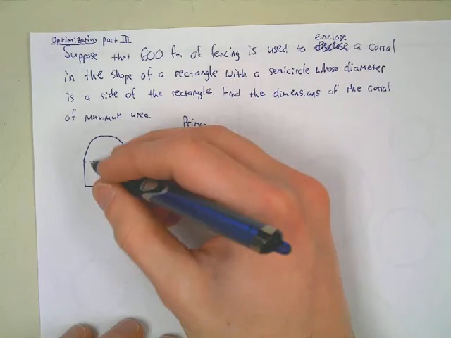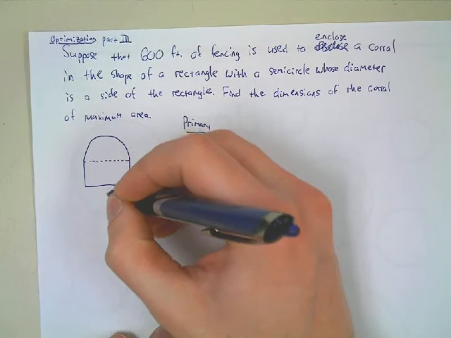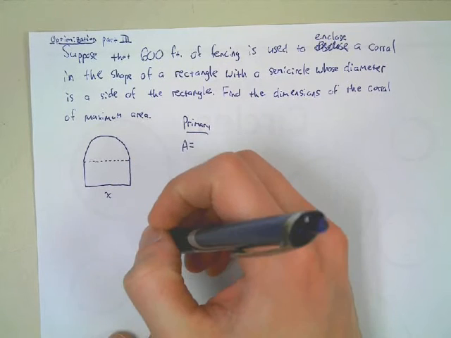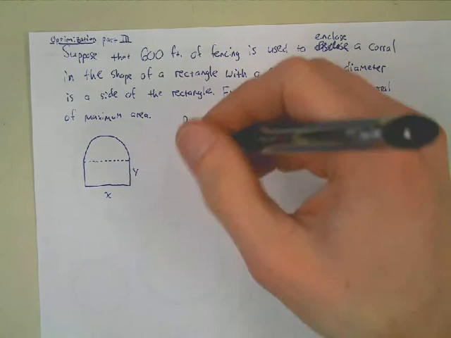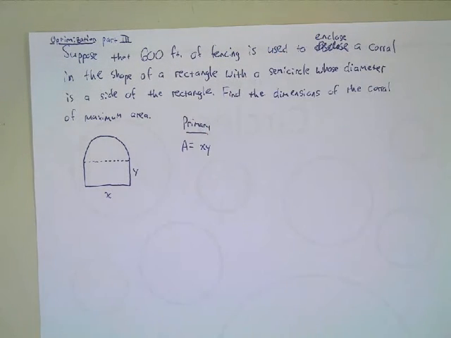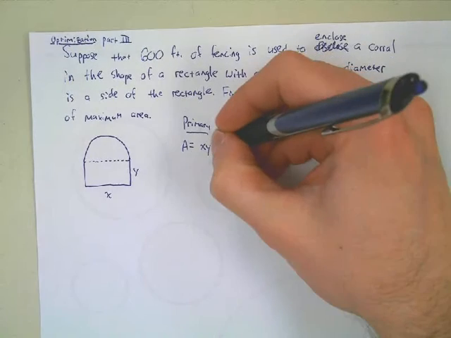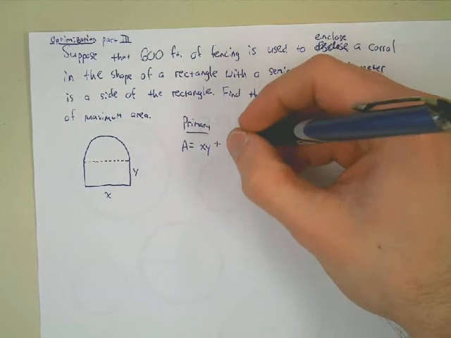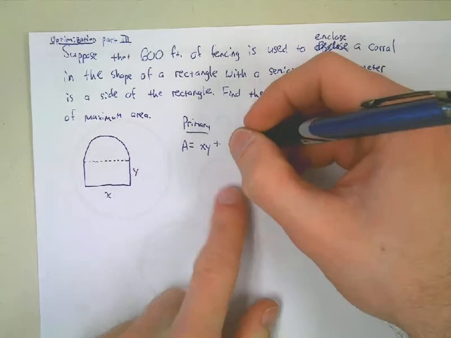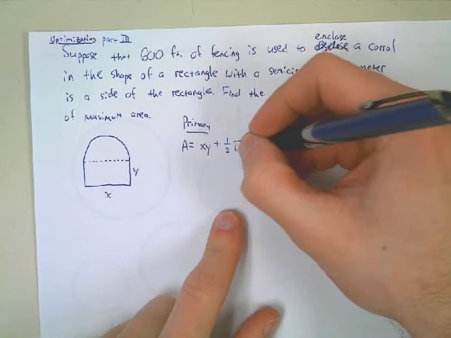So let's start labeling some things here. The rectangle's got pretty easy dimensions. We can label that x there and a y there. The area of the rectangle is just xy. But then to that we have to add the area of the semicircle. What's the area formula for a circle? Pi r squared. But since this is a semicircle, it's 1/2 pi r squared.